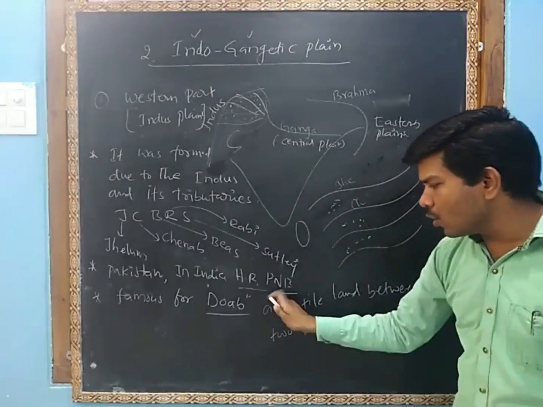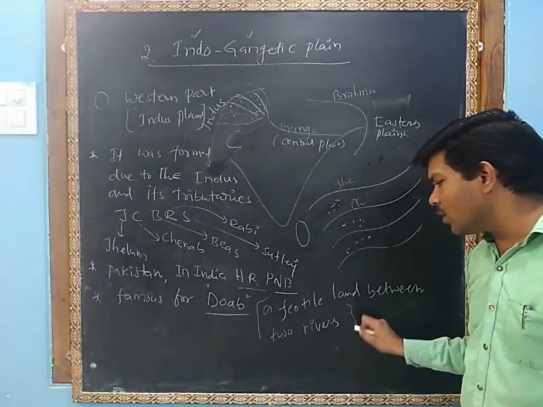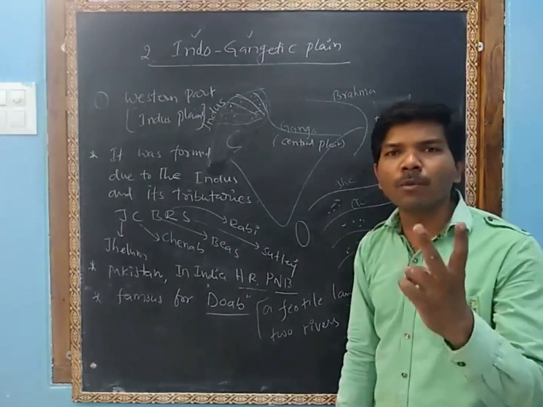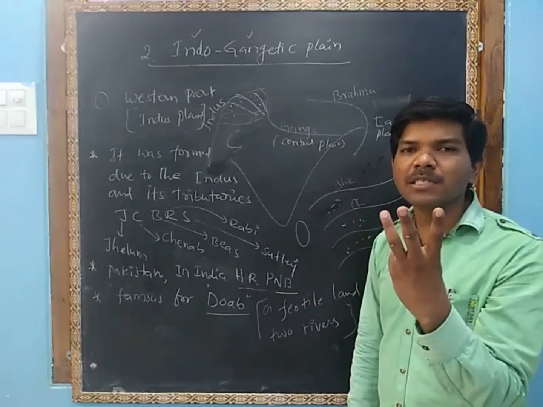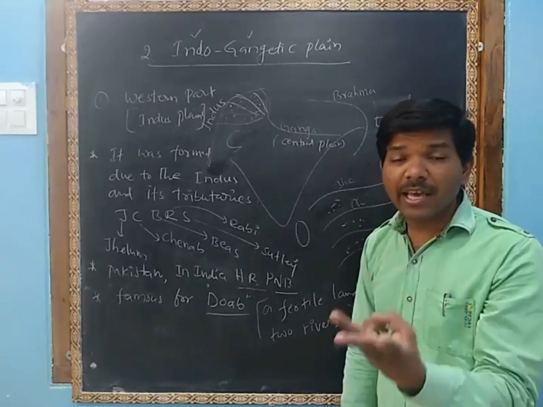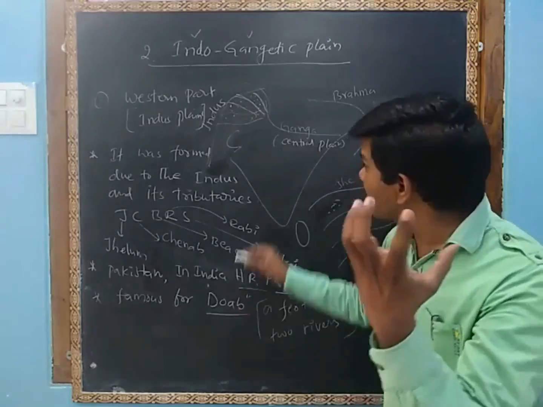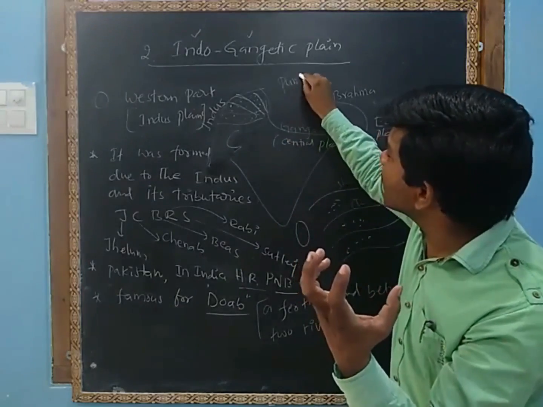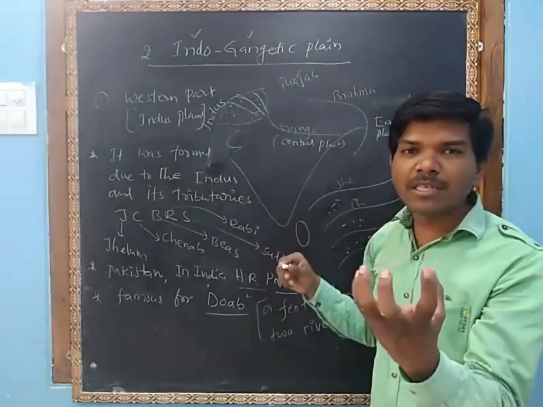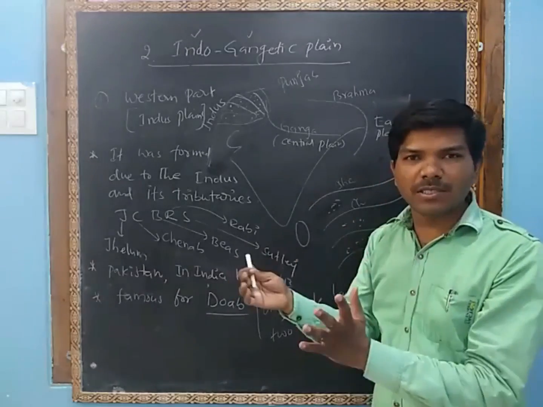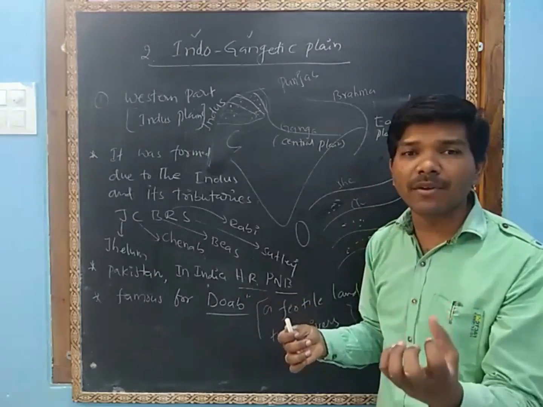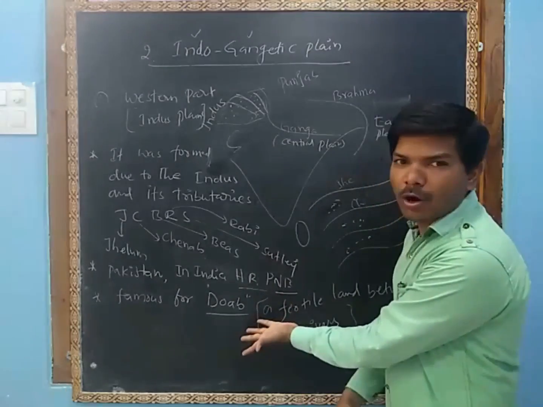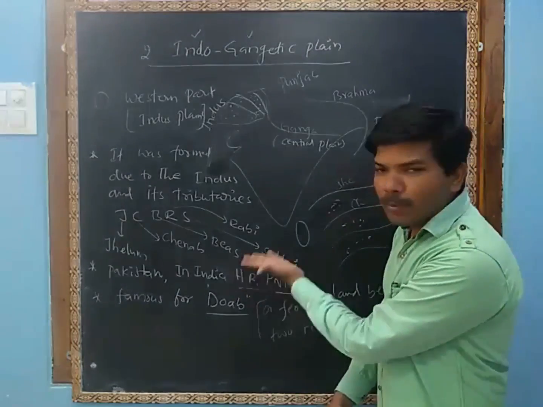Doab means a fertile land between two rivers. Do means two, the land between the two rivers. Tinab means the fertile land between three rivers. For example, Punjab: Punj means five, and ab means rivers. So Punjab is known as the land between five rivers. So that is the Doab. Am I clear? I hope I cleared it.